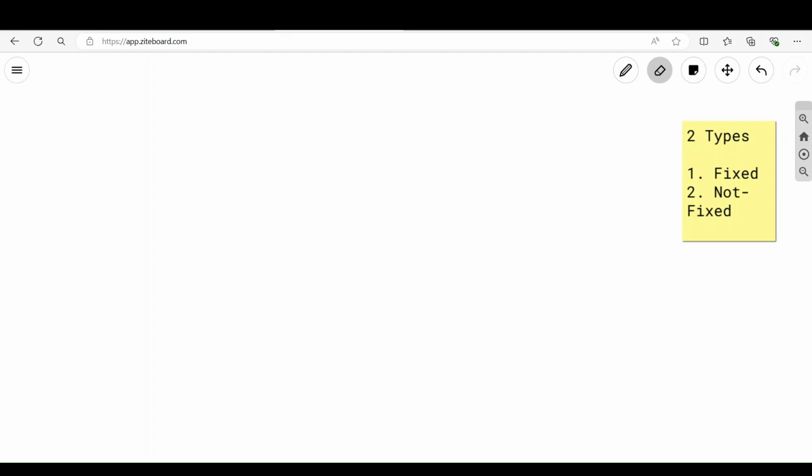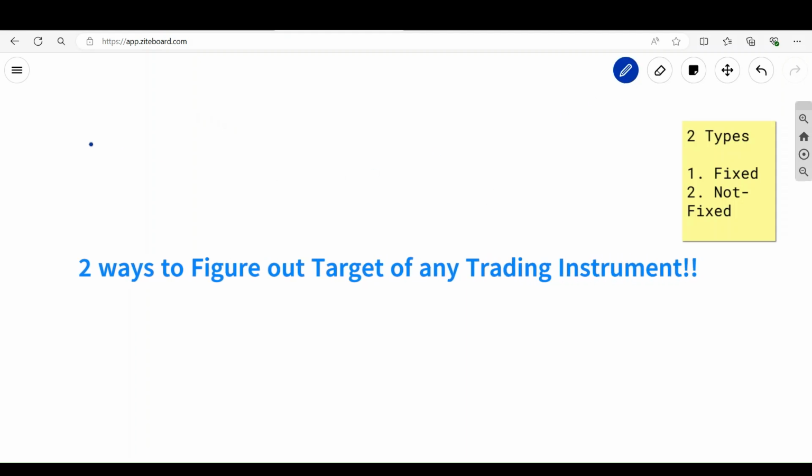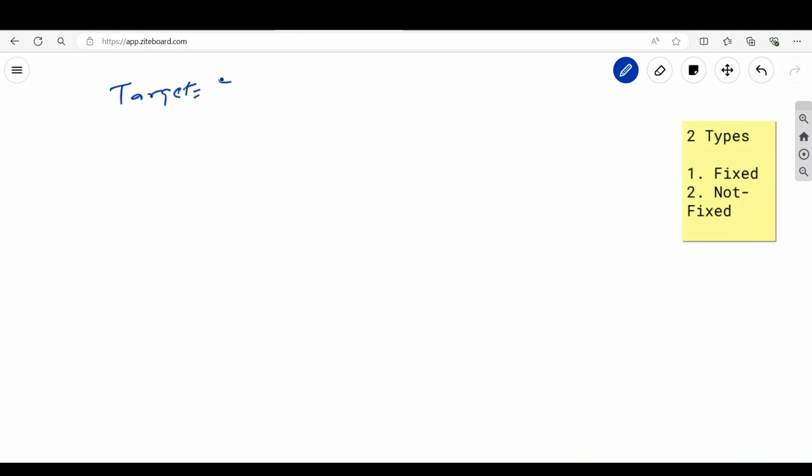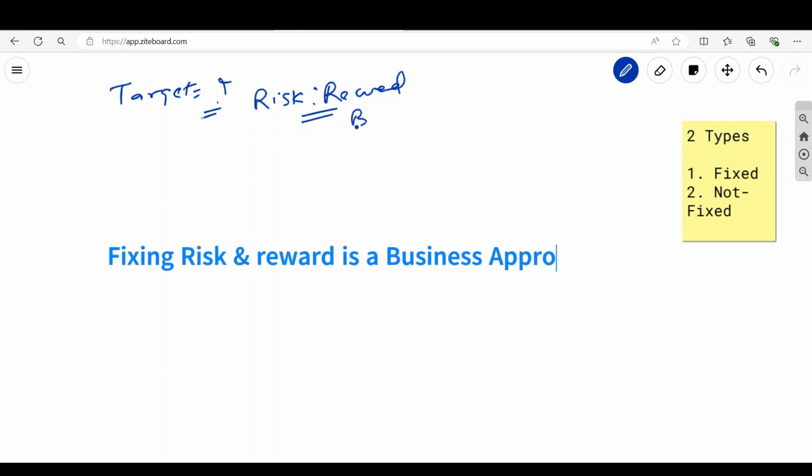In this lecture, we will see how to find the target of any stock. Mostly if you are trading, you might have found that you don't know where your target is. But as a trader, it's very necessary to know where your target is, because how will you fix your risk and how will you fix your reward? If you are not fixing risk and reward, then I don't think this is a sustainable business.